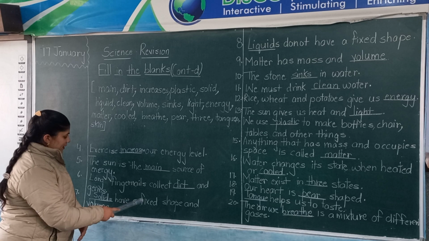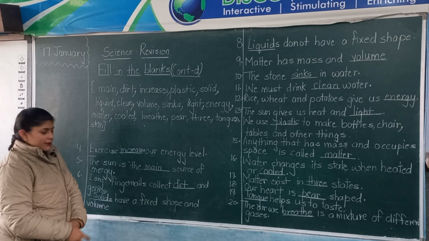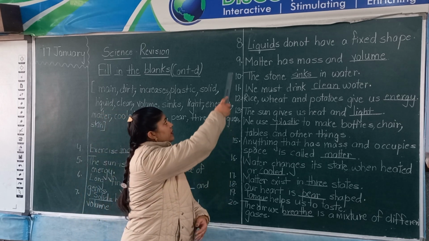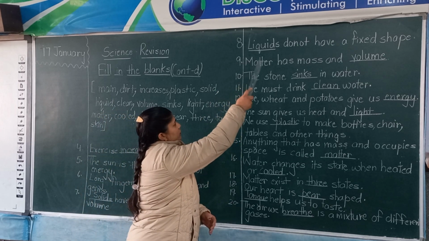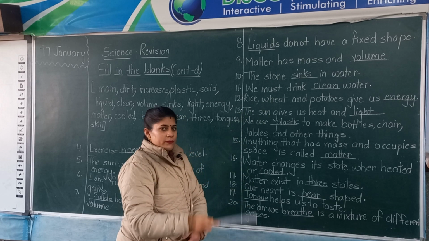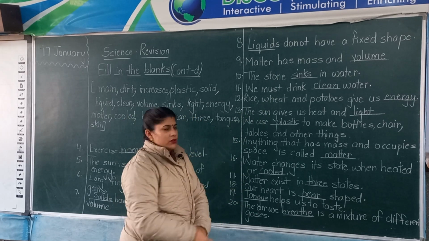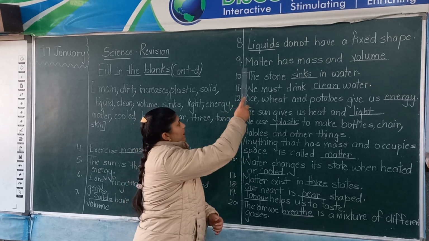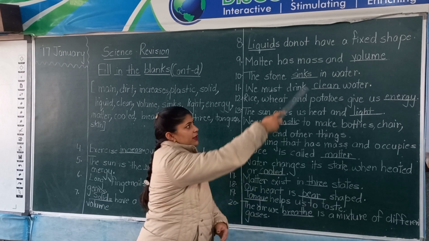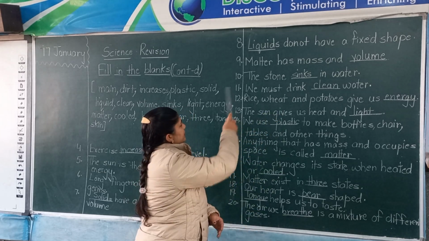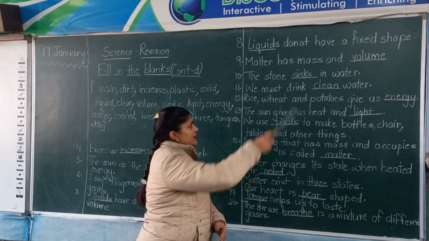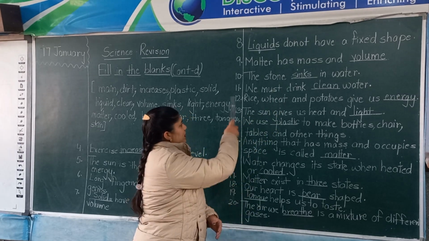7. Dash have a fixed shape and volume. Answer will be solids. 8. Dash do not have a fixed shape. Answer will be liquids. From these options only we have to choose. 9. Matter has mass and dash. Answer will be volume. 10. The stone dash in water. Answer will be sinks.